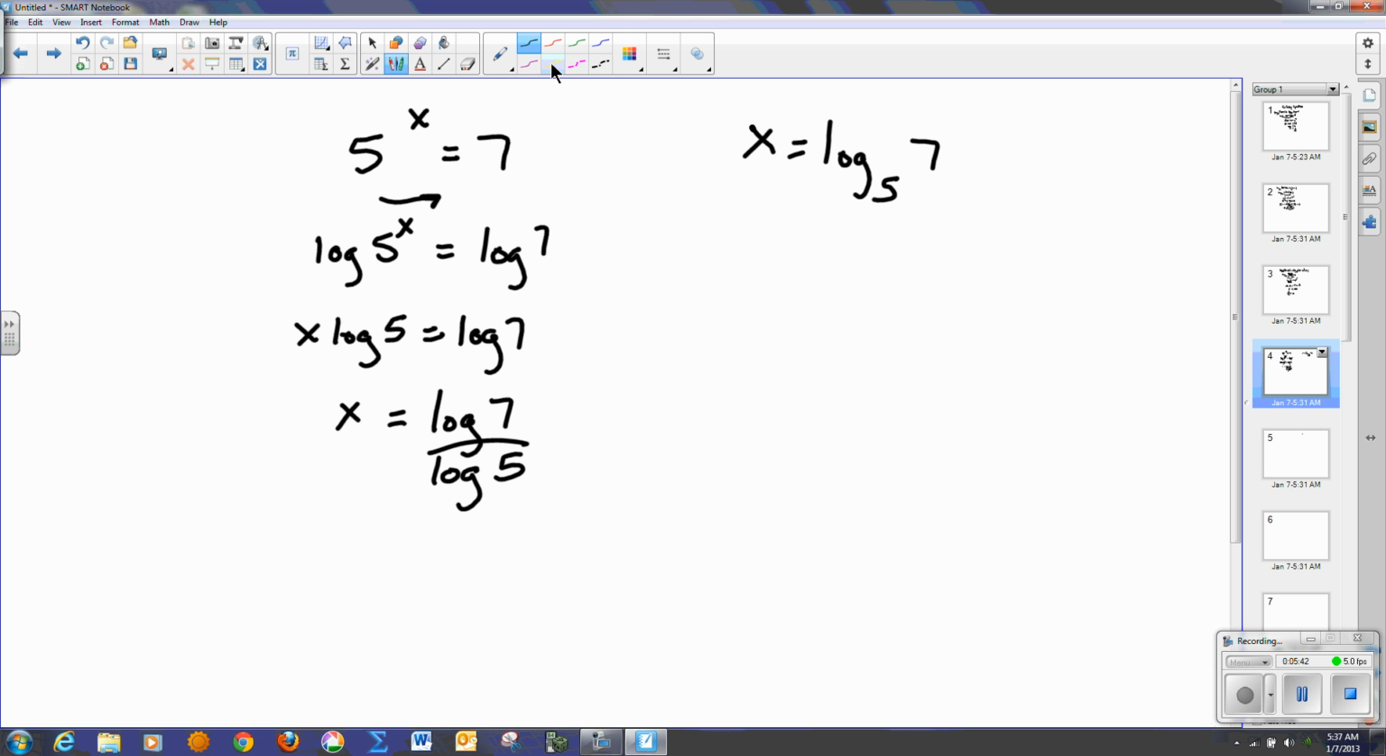I think I said base 7, but it's just log base 10 of 7 over the log base 10 of 5. Now notice, this x is the same as this x. So it must be true, then, that log of 7 over log of 5 is equal to log base 5 of 7.